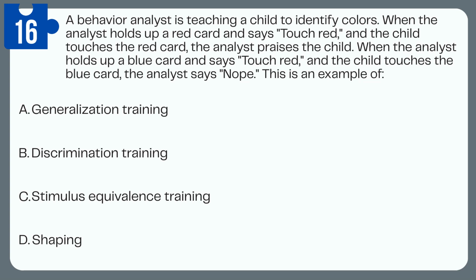Question 16. A behavior analyst is teaching a child to identify colors. When the analyst holds up a red card and says, "Touch red," and the child touches the red card, the analyst praises the child. When the analyst holds up a blue card and says, "Touch red," and the child touches the blue card, the analyst says, "Nope." This is an example of A. Generalization training. B. Discrimination training. C. Stimulus equivalence training. D. Shaping.